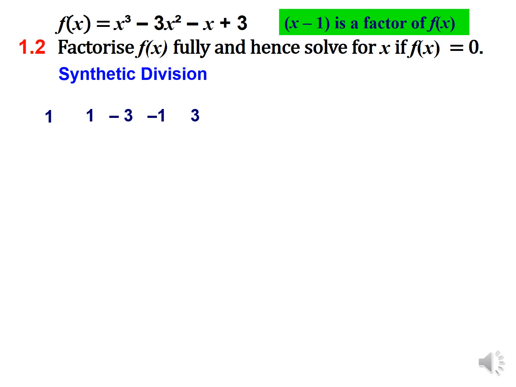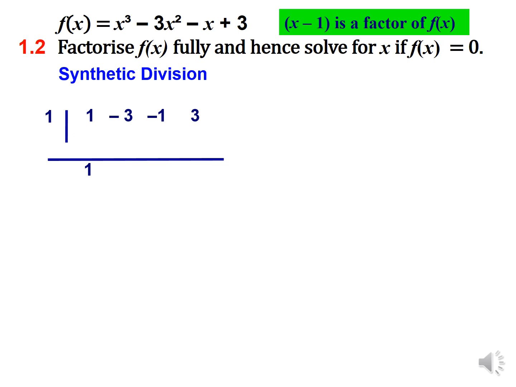The x cubed, the coefficient is 1. X squared, the coefficient is negative 3. X, the coefficient is negative 1. And the last number 3 is the constant. Then you set out your division in this way. Now, to do the division, the first value, which is the coefficient of x cubed, you write it at the bottom here as it is.